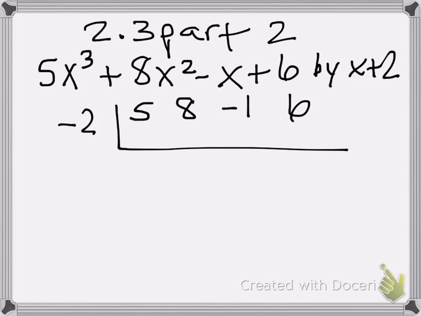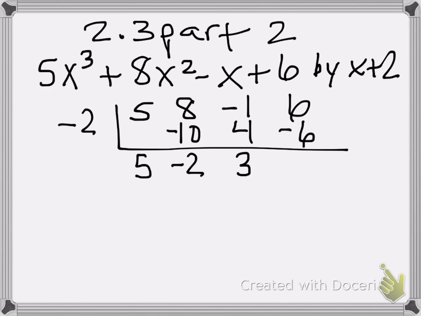All right, again, drop the 5 down and multiply. That's -10. Combine your terms. 8 minus 10 is -2. Then you multiply. -2 times -2 is 4. And then you combine your terms. -1 plus 4 is 3. Now we multiply. -2 times 3 is -6.